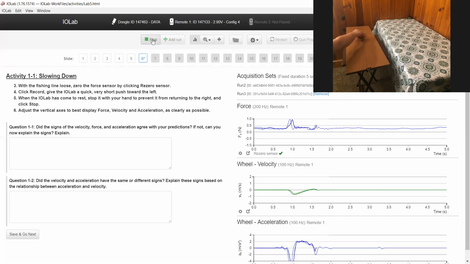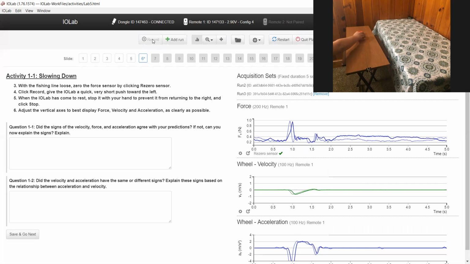Okay, and then I will give a push. It was a slight one, but I think it should be fine. Or you can give a harder push and longer, as you can see. Okay, so let's see our region of interest.